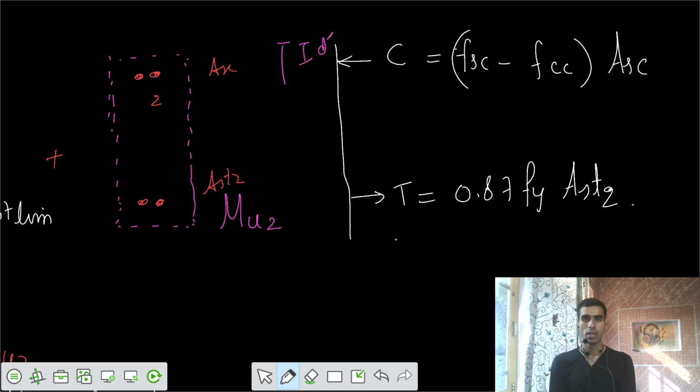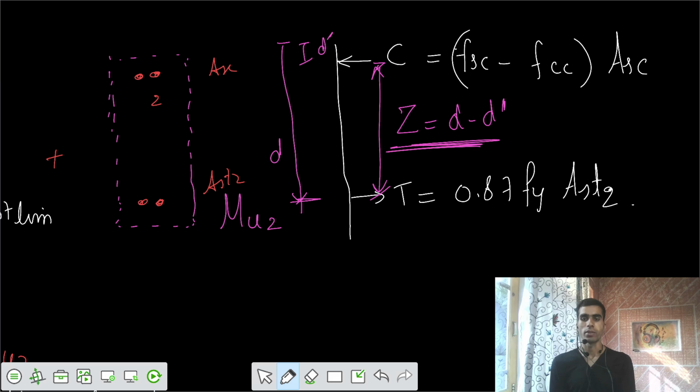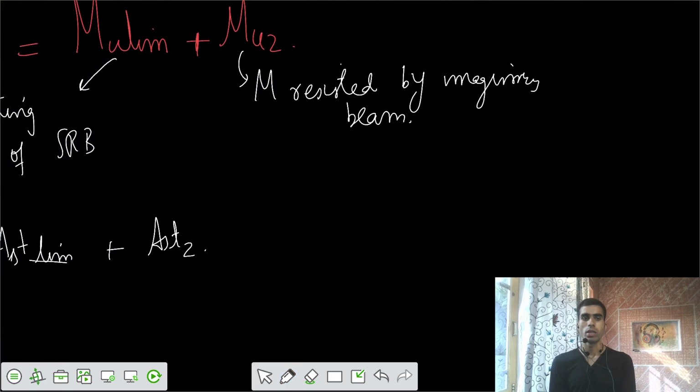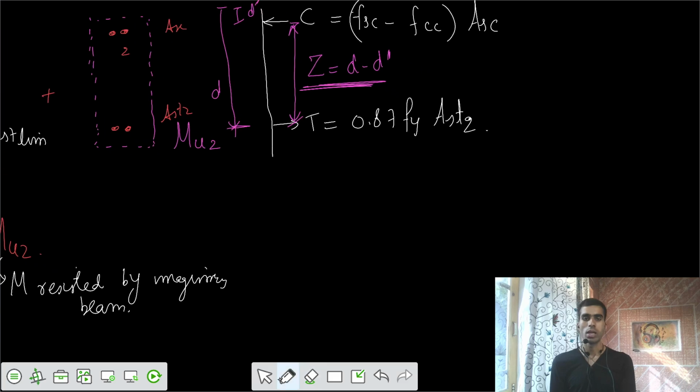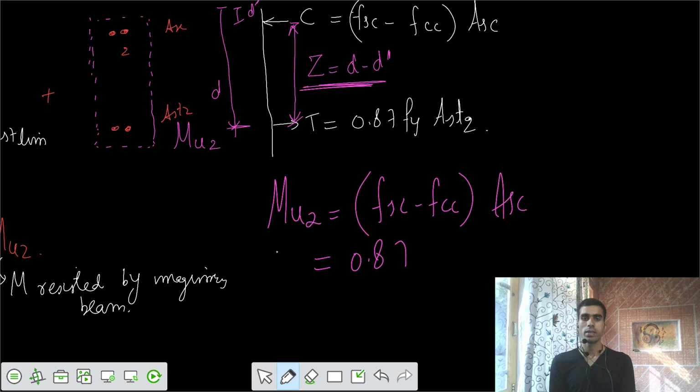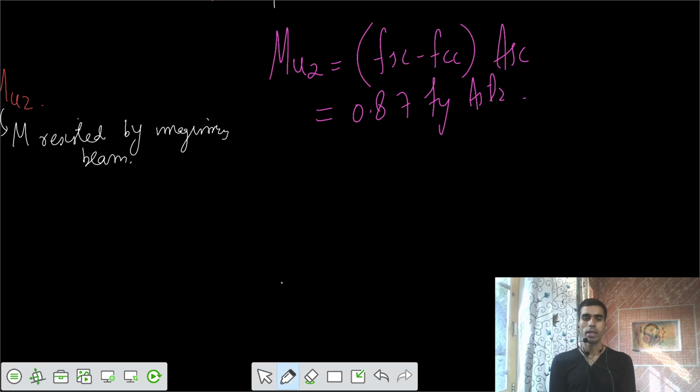If this is d dash and the total up to this level is d, the lever arm, the distance between the centroids of those C and T forces, Z is equal to d minus d dash. So your moment 2 we can solve. What should be the value of moment 2? Moment 2 should be equal to FSC minus FCC into ASC, or that's also equal to 0.87 Fy AST2.